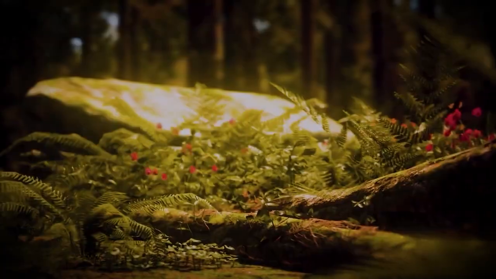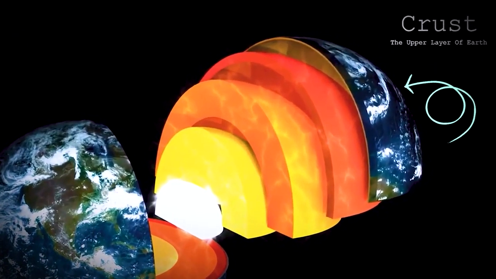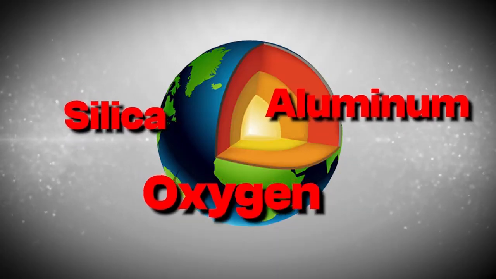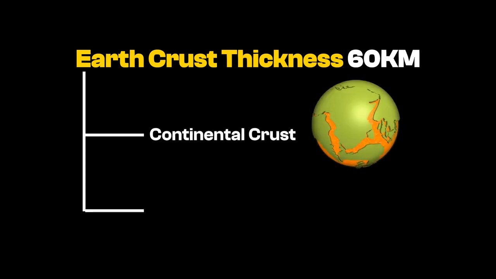Life on Earth is primarily supported by this thin crust, which is composed mainly of light elements like silica, aluminum, and oxygen. The Earth's crust is approximately 60 kilometers thick and is divided into two parts: the continental crust, which covers landmasses, and the oceanic crust, which is entirely covered by water.